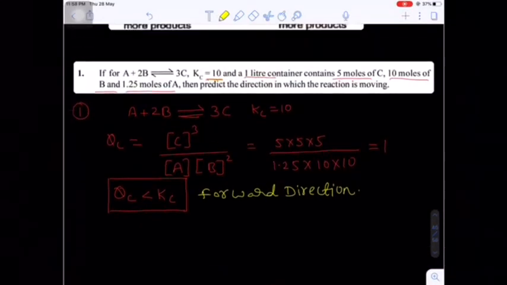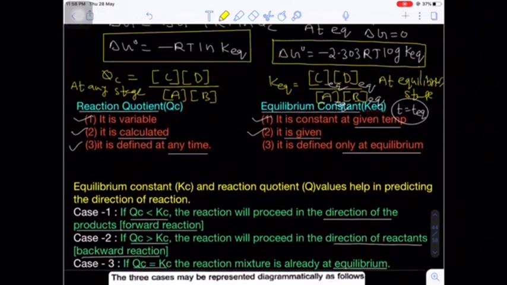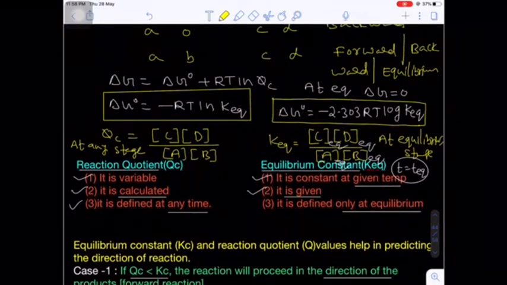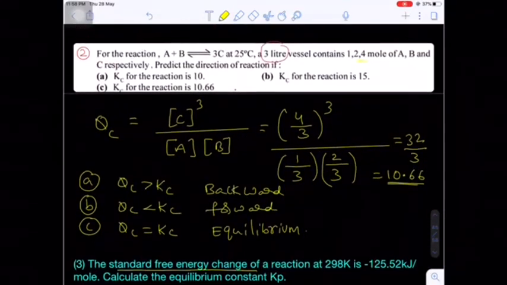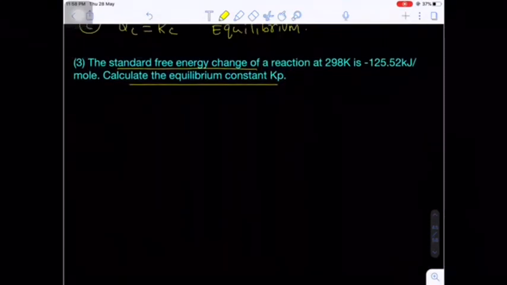Now here I derived one relation between the delta G naught versus K equilibrium. This relation is a very important relation. Okay, now directly I am writing that relation. What is the relation here?